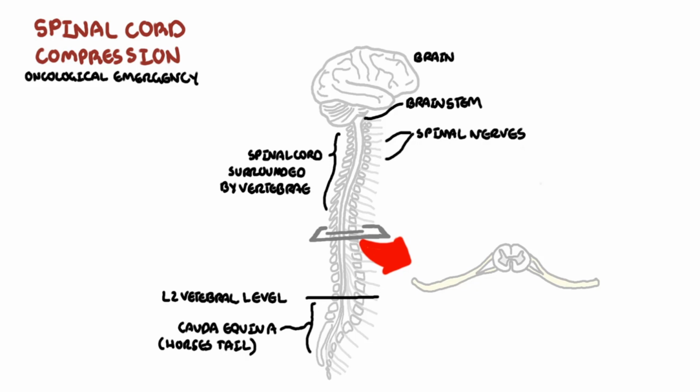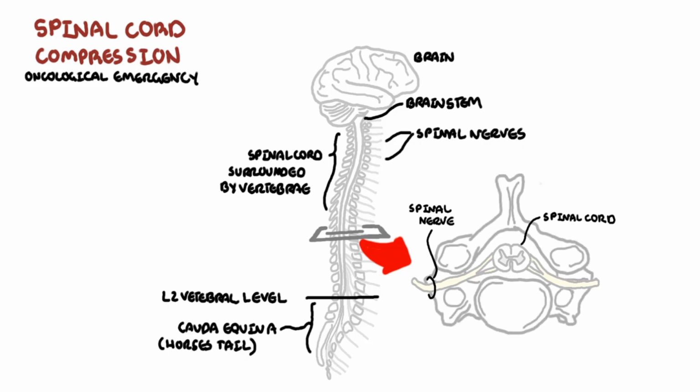For example, here is a superior view of the thoracic spinal cord. It has the thoracic spinal root emerging, giving rise to the spinal nerves on either side. The spinal nerves contain the sensory and motor nerve fibers.